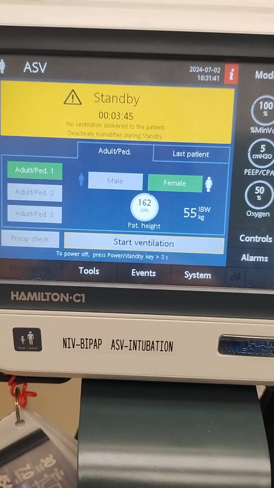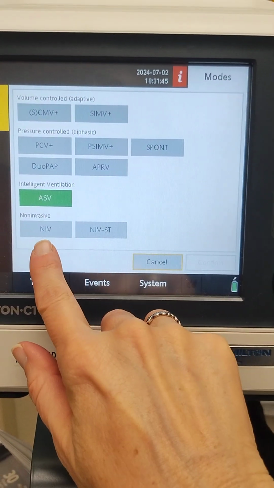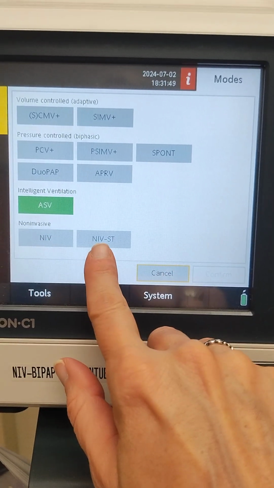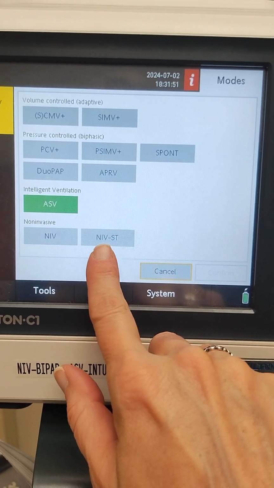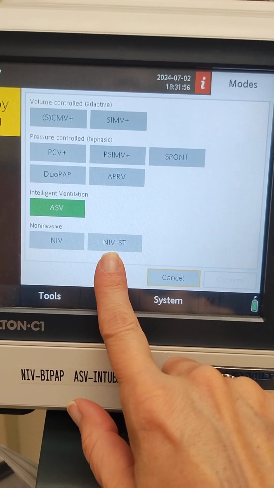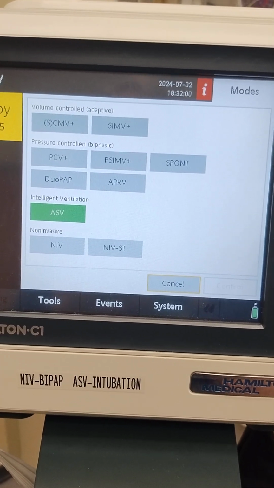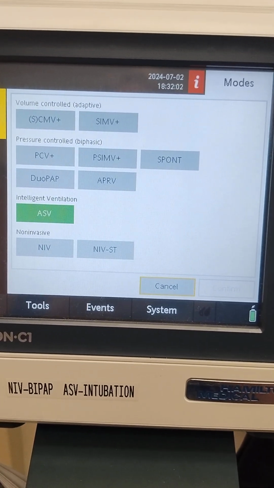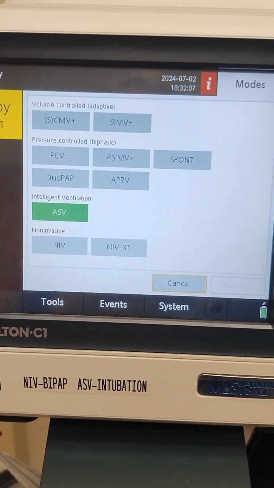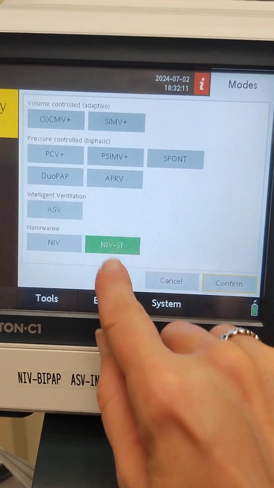So in order to do that, we're going to go to Modes, and we have a couple of different options here. We have NIV, which is non-invasive ventilation, and we have NIV-ST, which is non-invasive ventilation spontaneous timed. The type of patient that might require this mode of ventilation would be someone in a COPD exacerbation, perhaps someone in heart failure. So your provider will give you the orders for this particular setting.